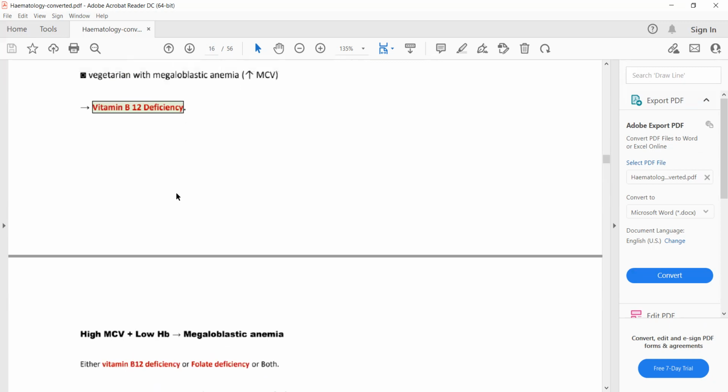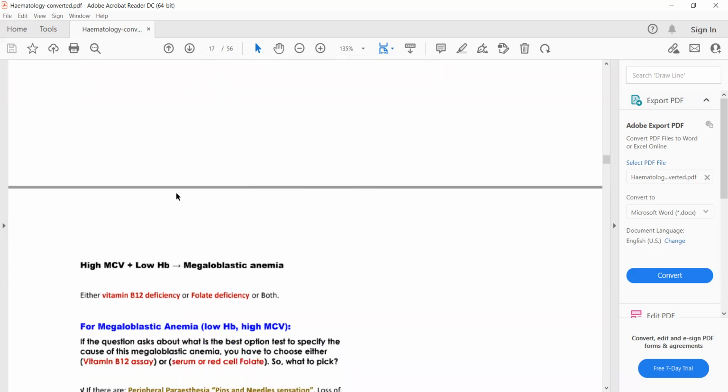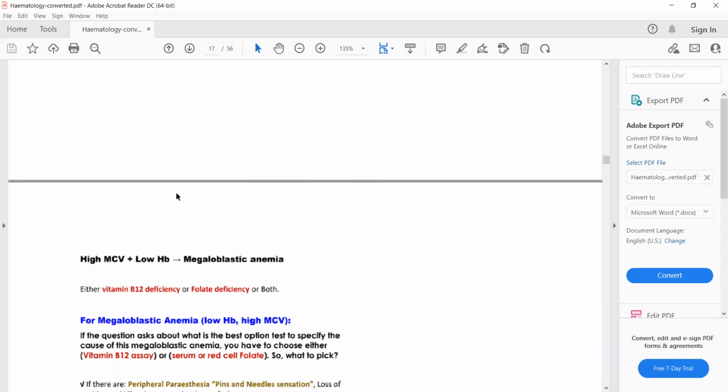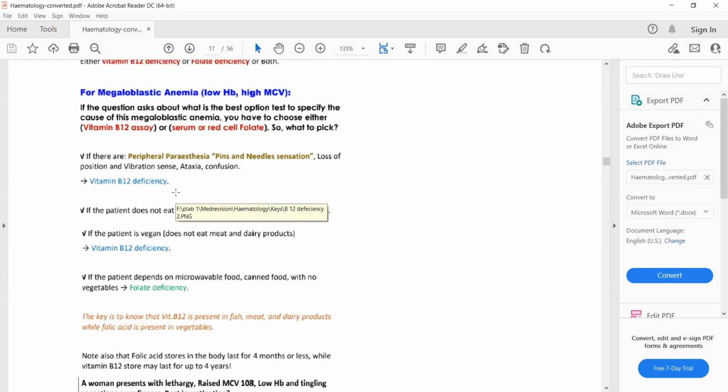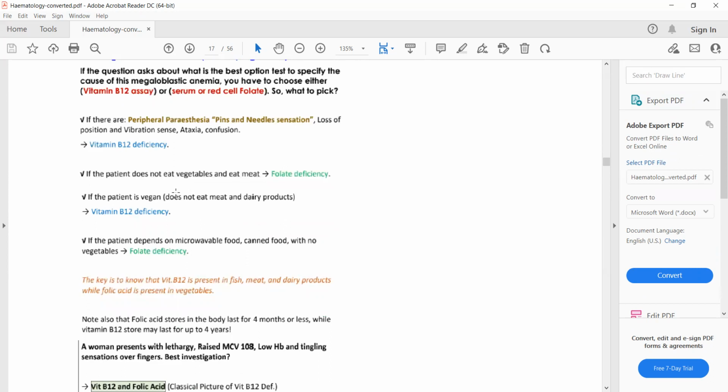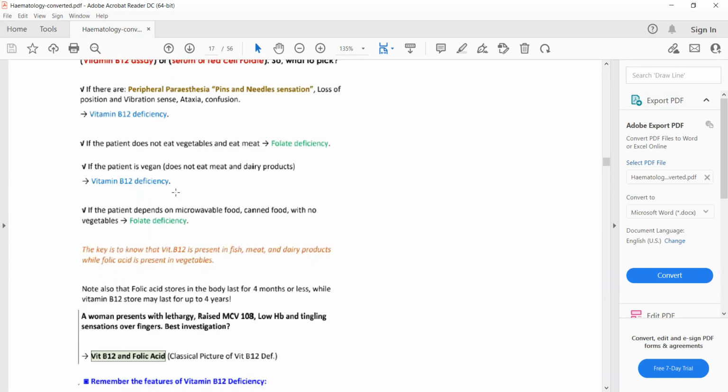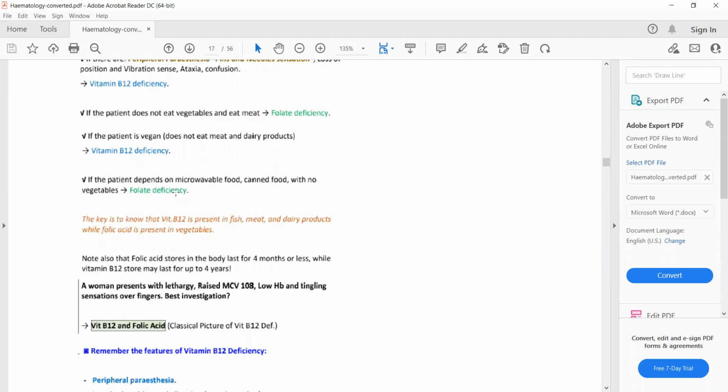Vegetarian with megaloblastic anemia, again vitamin B12 deficiency. And non-vegetarian with megaloblastic anemia, folic acid deficiency. Megaloblastic anemia with neurological symptoms, B12 deficiency. So these are some important clinchers to make a diagnosis of either folic acid deficiency or B12 deficiency. Someone with a history of dependence on microwavable food with no vegetables, folic acid deficiency.